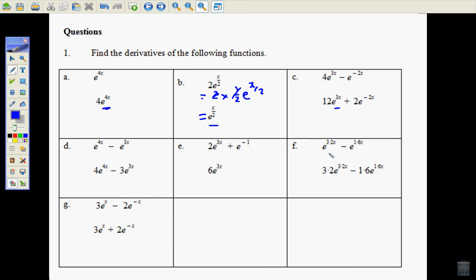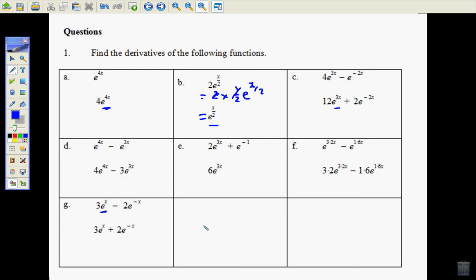So e to the 3.2x becomes 3.2 times e to the 3.2x. E to the 1.6x is 1.6 e to the 1.6x. And e to the power of x, well, that would stay the same. Derivative of e to the x is e to the x. Derivative of e to the minus x is minus e to the minus x. So notice the sign has just changed there. So we've got to be really careful and apply those rules.